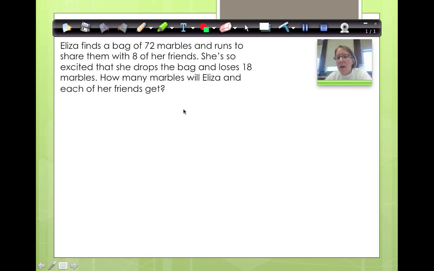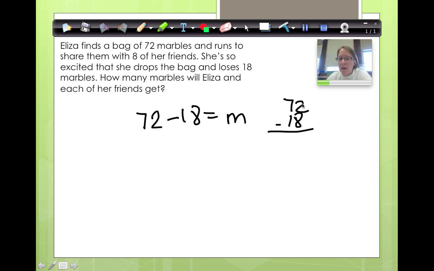So I'm going to subtract first. I'm going to do 72 marbles, take away 18. And that is going to give me the unknown. So I'm going to put an M for marbles. Okay. It's hard for me to do that direction, so I'm going to go this direction. Nope, you're going to have to regroup. 12. Can you see that right there? 12, take away 8 is 4. We have 54.